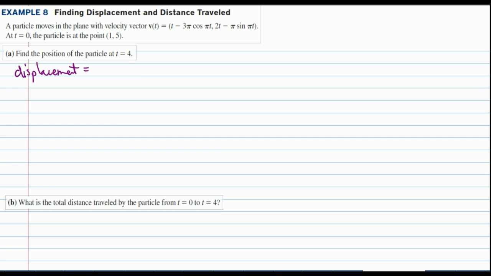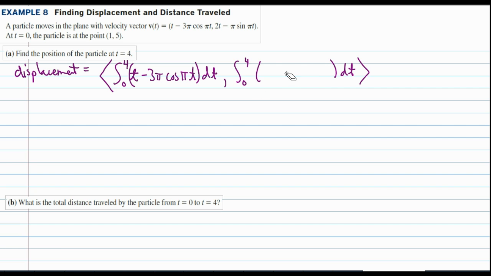So I'm going to use displacement, which means I'm going to start to set up the formula. Those antiderivatives are both going to go from 0 to 4 because we started at t equals 0 and I want the position of the particle at t equals 4. v1, or the horizontal expression for velocity, is t minus 3 pi cosine of pi t. And then the vertical expression for velocity, or v2, is 2t minus pi sine of pi t. So if I integrate that, I get 8, 16.